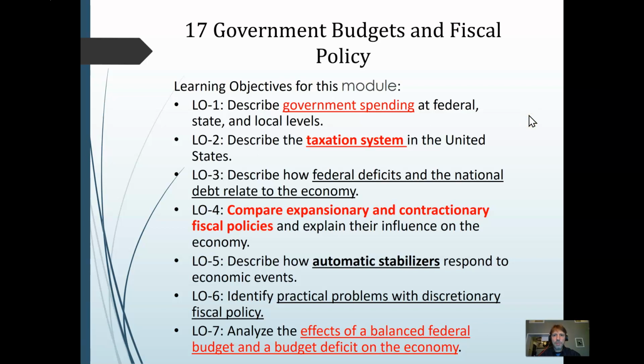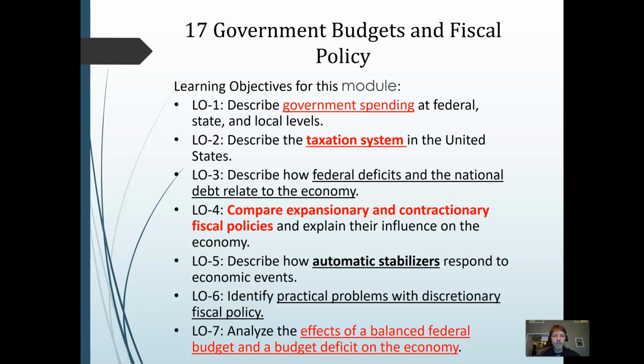So in Chapter 17, we'll look at government budgets and fiscal policy. We'll talk about government spending, taxation systems here in the US at least, how federal deficits and national debt relate to the economy. We'll look at expansionary and contractionary fiscal policies. So before we talked about monetary policies by the Federal Reserve, now we're talking about fiscal policies by the national government, federal government.